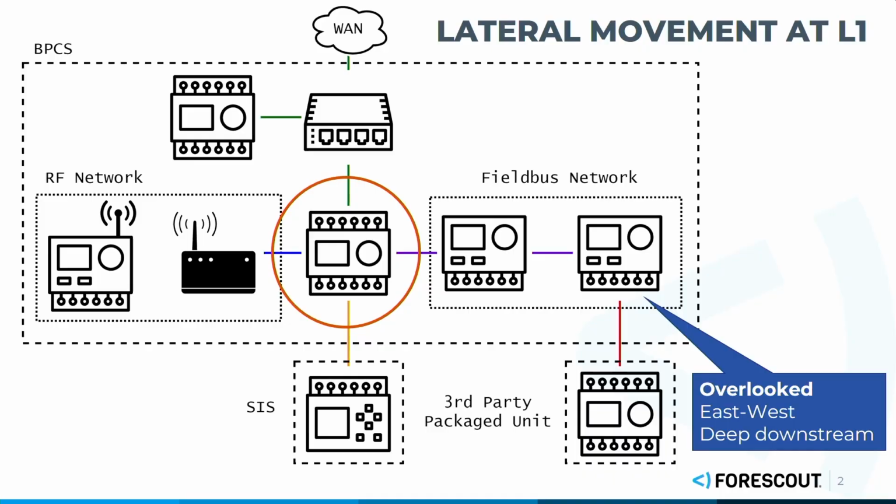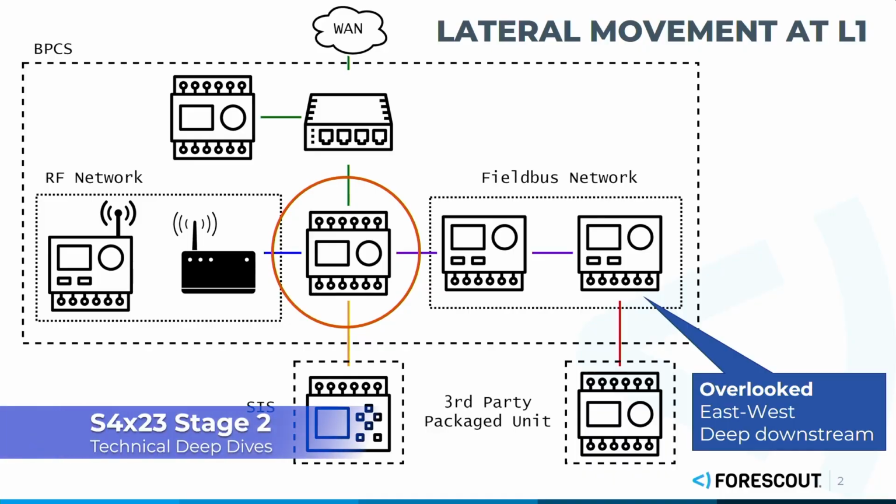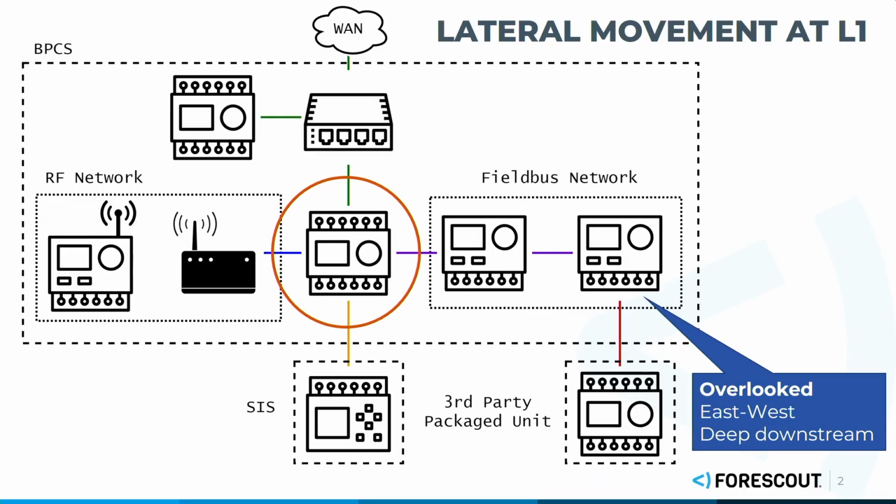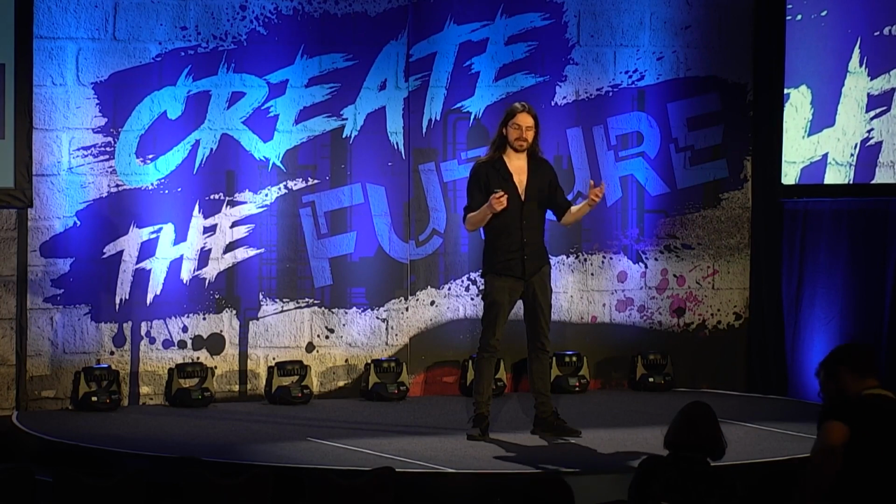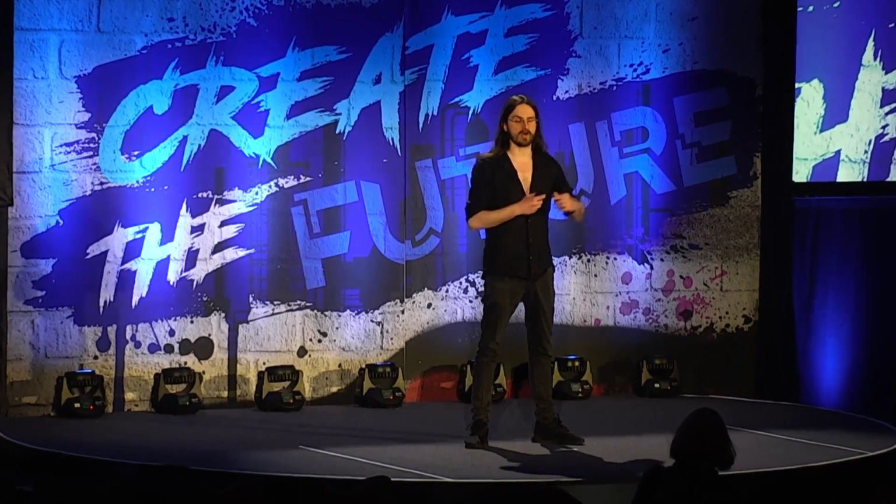All right, welcome everybody. Today I want to talk about lateral movement at level 1. That's because there's quite a few devices at level 1 that sit at the intersection of different mixed networks. They might be connected to an RF modem, which talks to a wireless HART network, or to a Tetra network, where you can have SCADA communications, or there might be Fieldbus networks nested behind this device, and even connections to third-party packaged units maintained by external parties.